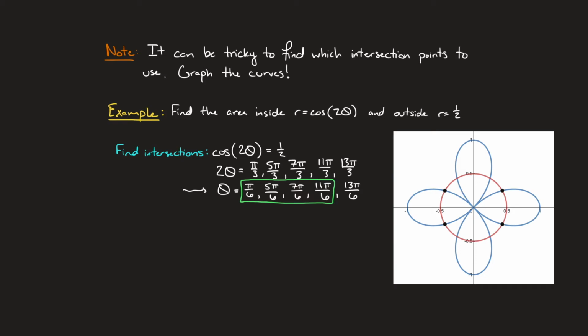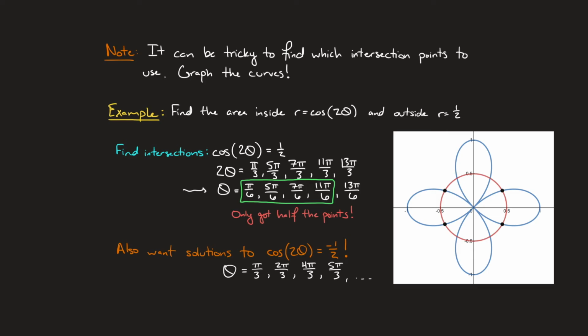But we see in our graph that there are 8 points of intersection. So, where did the others go? It turns out we didn't account for all the points of intersection when we set the two equations equal to each other. To see why, notice that if we plug an angle into cosine of 2 theta and get out negative a half, then this point will also land on the circle. But we didn't consider this point when we set the two functions equal. Therefore, in this case, we also need to consider the solutions to the equation cosine of 2 theta equals minus a half. If we do this, we'll get 4 more angles, which turn out to be the ones we were missing before. So good, we found all the points of intersection.